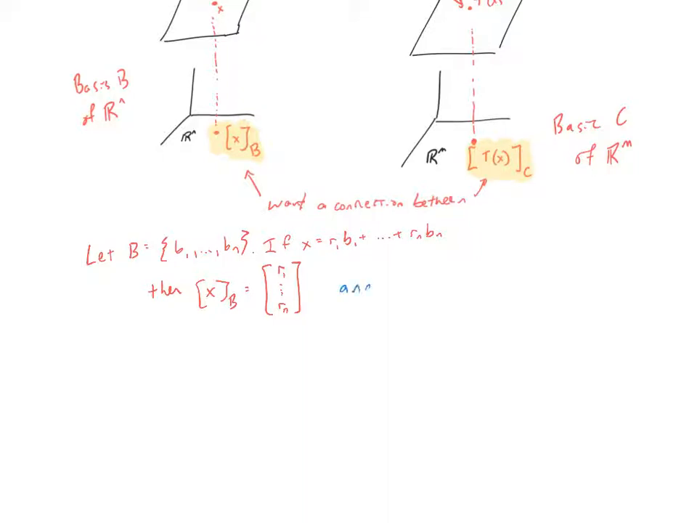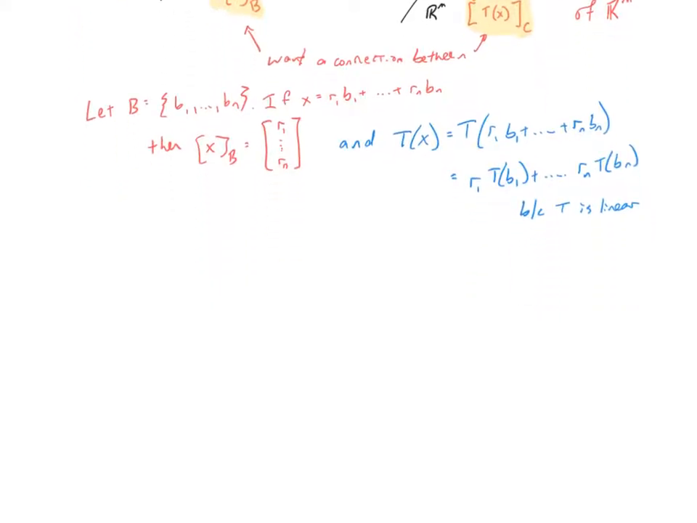And then T of x, if I transform that vector x, is T of r1 b1 through rn bn, right? That's applying the transformation to that linear combination. Well, since it's a linear transformation, that would be r1 T of b1 plus etc. rn T of bn, right? I can apply the linear transformation through to each vector in the parentheses and then pull the scalar out. And again, that's because T is linear.